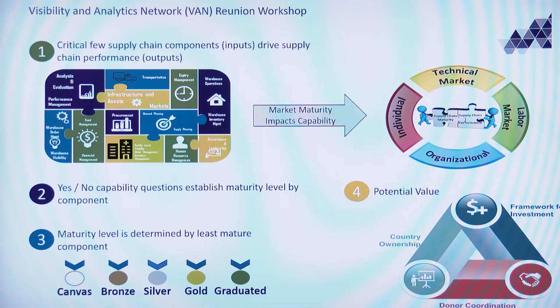These 4 components make up the Global Health Supply Chain Maturity Model, and we'll do a quick summary based on that session. We have a critical few supply chain components that are our inputs that really drive supply chain performance, or the outputs. And these supply chain components that make up the supply chain ecosystem sit within a market, and those markets can impact supply chain performance.